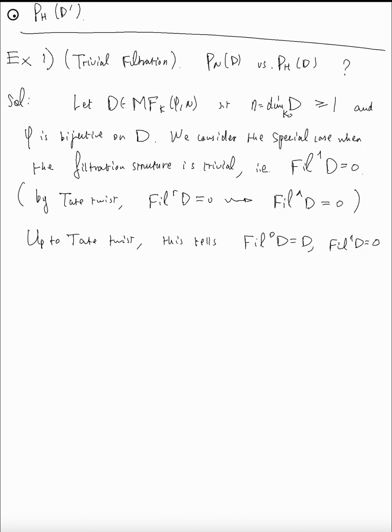So this is what we call trivial filtration. Then it suddenly drops down, no matter what the dimension is. Hence this is the case in which the Hodge polygon is just a straight line.